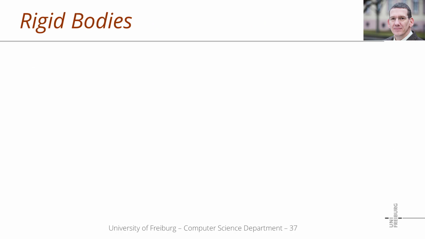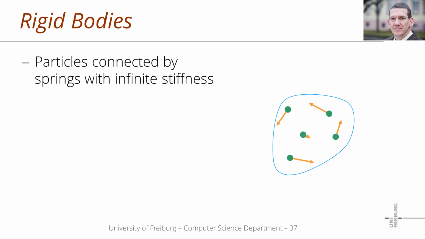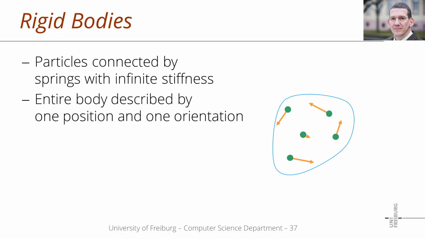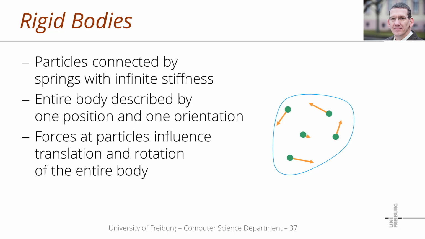Another interesting topic for this seminar would be the simulation of rigid bodies. A rigid body can be interpreted as a set of particles, but these particles do not move relative to each other. And that's why it does not make much sense to simulate individual particles. Instead, rigid bodies are characterized by one representative position and an orientation. And in a simulation, we consider a linear and an angular velocity for a rigid body.